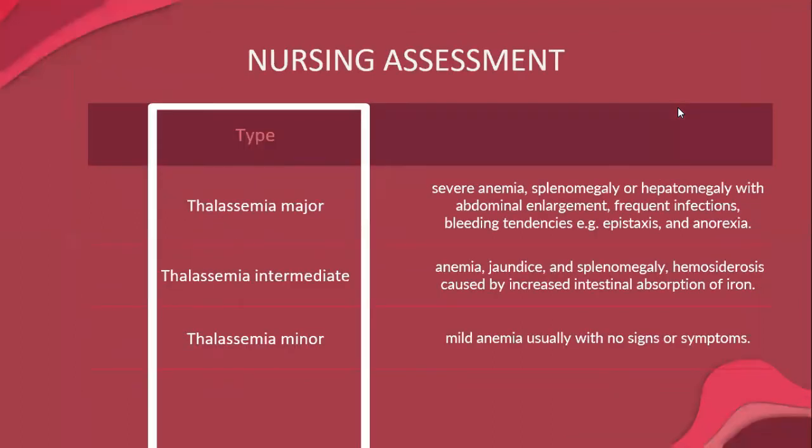Nursing assessment. The most we need to manage is thalassemia major and thalassemia intermediate. We need to assess for severe anemia, splenomegaly or hepatomegaly with abdominal enlargement, frequent infections, and bleeding tendencies. For thalassemia intermediate, assess for anemia, jaundice, splenomegaly, and hemosiderosis caused by increased intestinal absorption of iron.